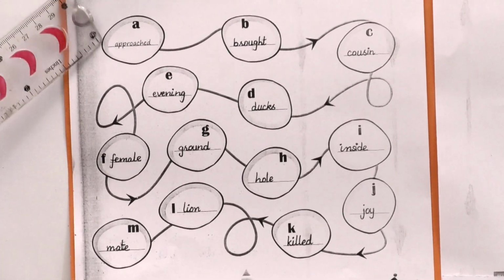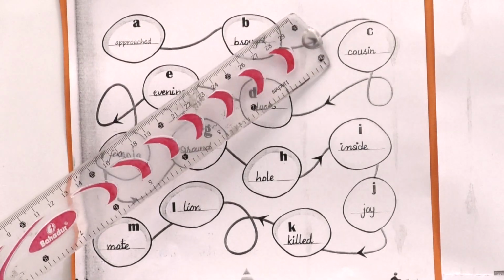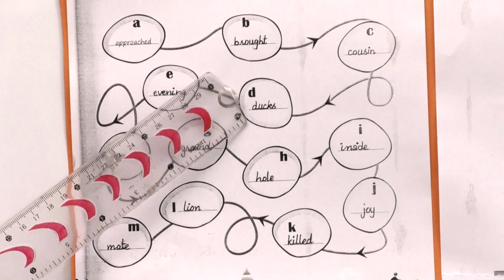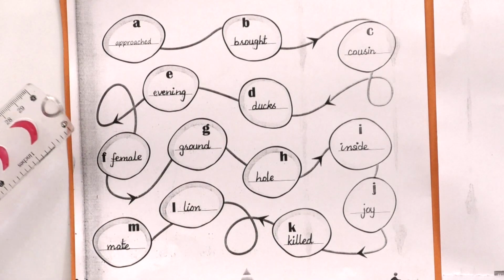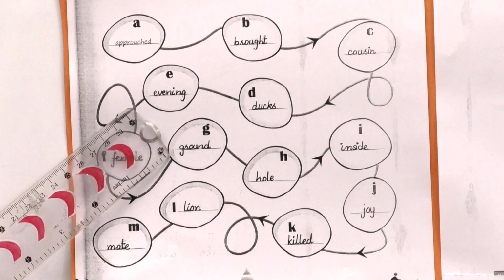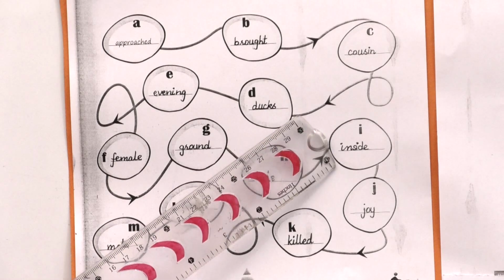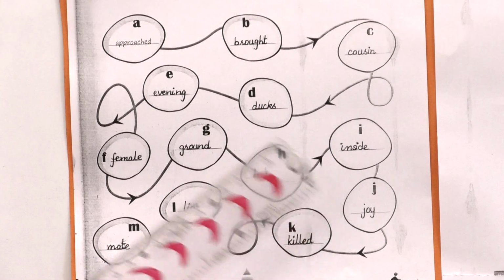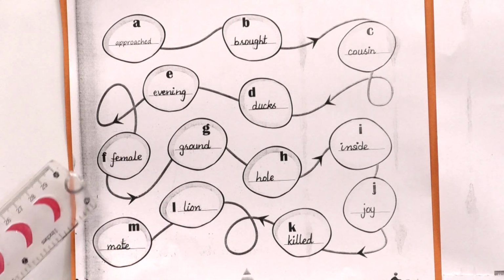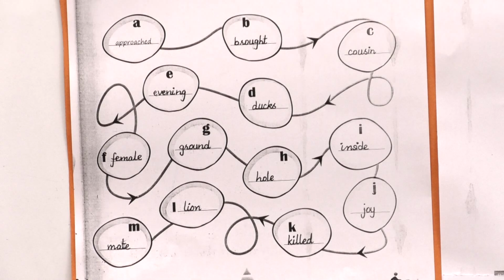A, approached. B, brought. C, cousin. E, evening. D, ducks. F, female. G, ground. H, whole. I, inside. J, joy. K, killed. L, loin. M, mate. This was page number 21.